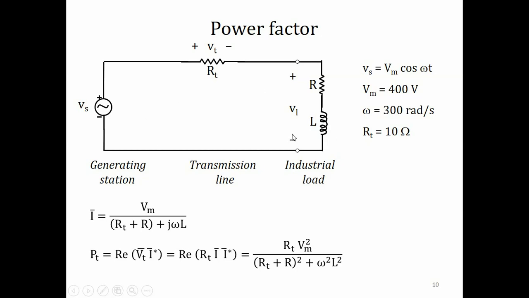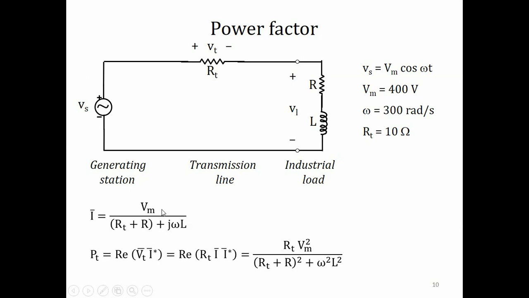So now let's look at this configuration, and we say let the source be some 400 volts cos omega t. Omega is 300 radians per second. These are roughly our power supply numbers, but not really, but it's okay. And let us say that RT is 10 ohms. All right, so let's say this generation and transmission is supplying to three different industries. I'll come to that in a minute.